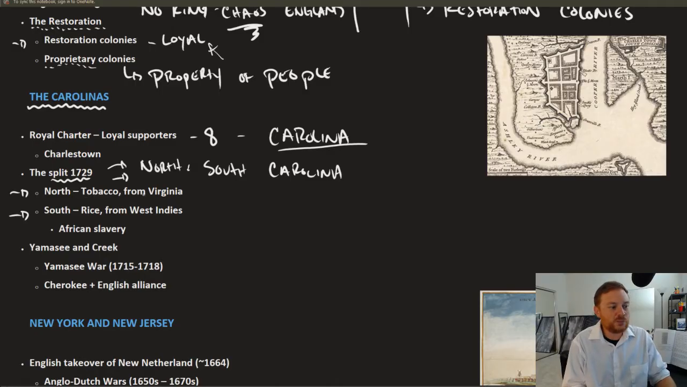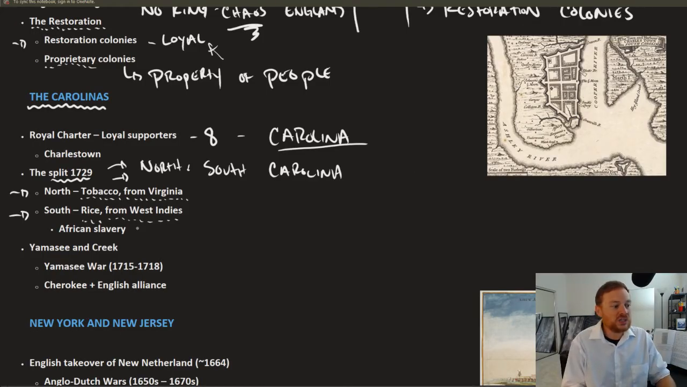You had it a little bit more like Virginia. The people in North Carolina came from Virginia mostly. They grew tobacco in that particular part. In South Carolina, it was primarily rice that was grown, and it was immigrants from the West Indies, places like Jamaica and Barbados, where English servants were being displaced by African slaves.